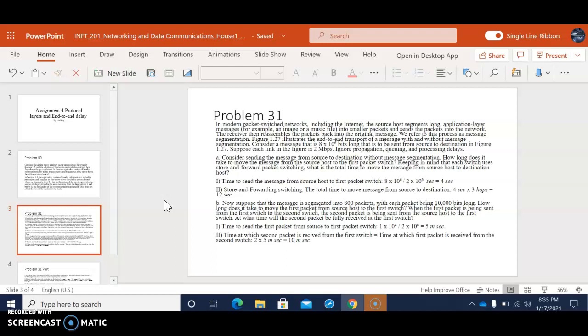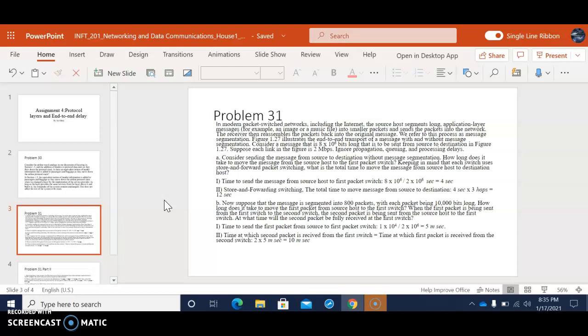Okay, now part B. Now suppose that the message is segmented into 800 packets, with each packet being 10,000 bits long. How long does it take to move the first packet from the source host to the first switch? When the first packet is being sent from the first switch to the second switch, and the second packet is being sent from the source host to the first switch, at what time would the second packet be fully received at the first switch?